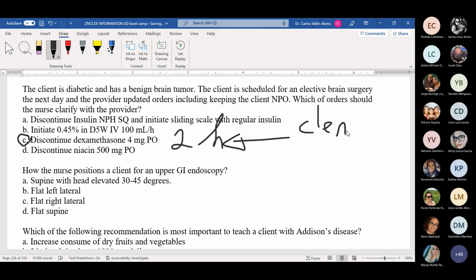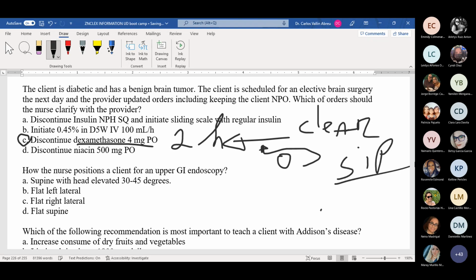And you need to know what is a clear liquid. Is water a clear liquid? Yes. Can you take this dexamethasone, 1 tablet, 2 hours before the surgery, with a sip of water? Yes. A sip of water, a little amount of water. Yes, it is possible. It is another alternative.